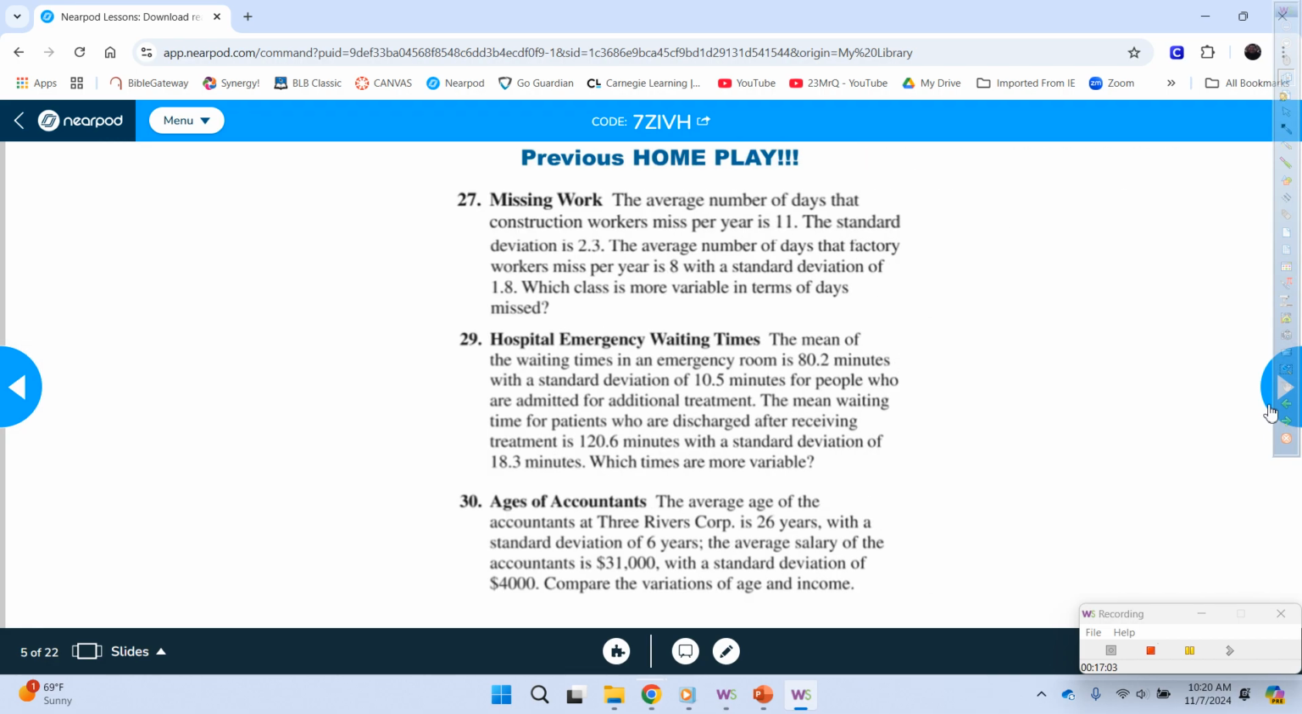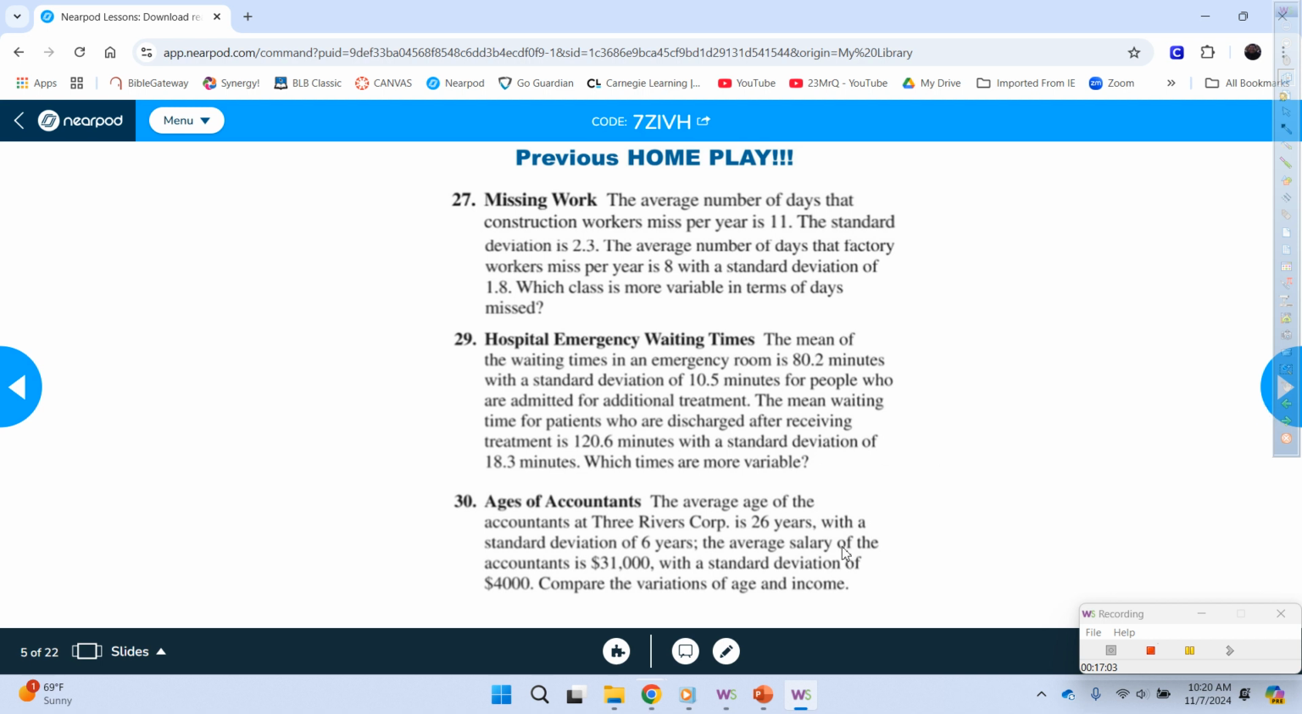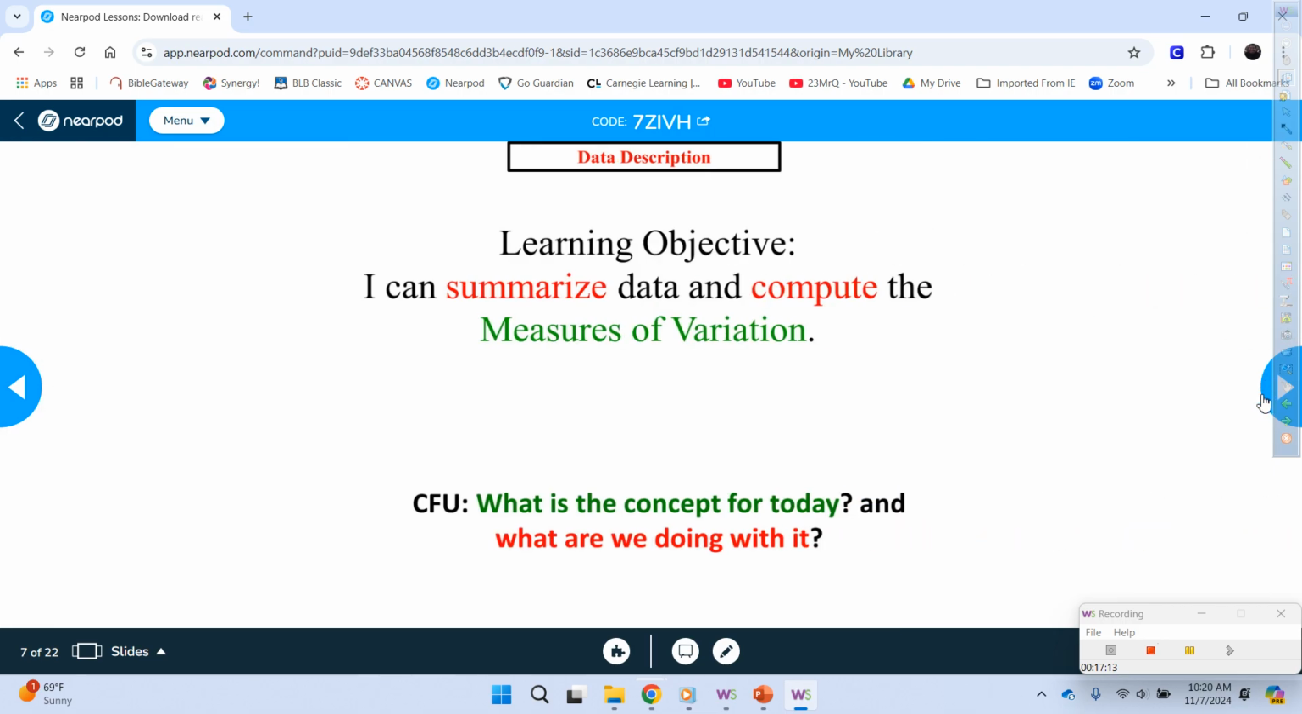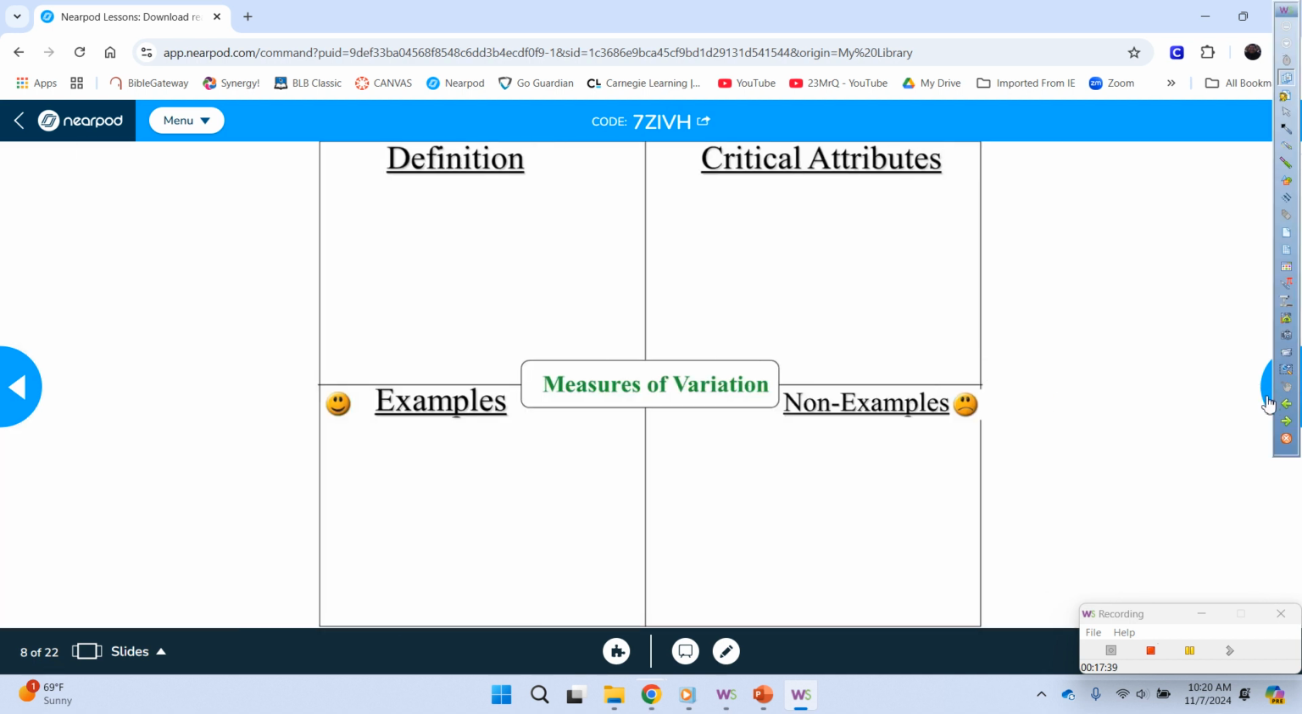All right, here goes. Last night's homework was these three. I'll open up the assignment in a little bit. I just want to get us started with the next portion. Get a Cornell note ready, please. I can summarize data and compute the measures of variation. We're still in the middle of those. Hopefully by Tuesday we'll be done and move on to the next section. By now, we should know the definition in our own words for measures of variation, yes? Yes, Mr. Q. Type it in on the screen, please.